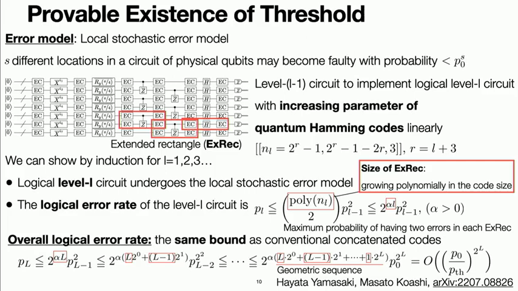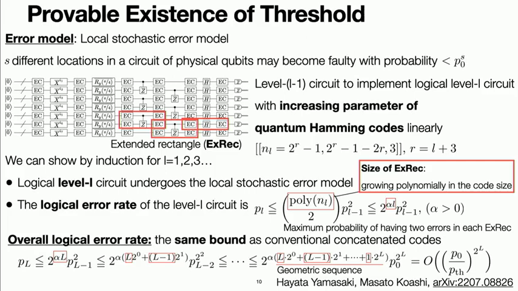But using this recursive relation, the overall logical error rate is upper bounded by using the same technique as the conventional concatenated code, but the dependency on the code size appears as a coefficient of the geometric sequence in the exponent. Conventionally, the sum of the geometric sequence with a constant coefficient converges to provide the upper bound of the overall logical error rate. What we have shown is that the geometric sequence with a polynomially growing coefficient still achieves the same error suppression upper bound.